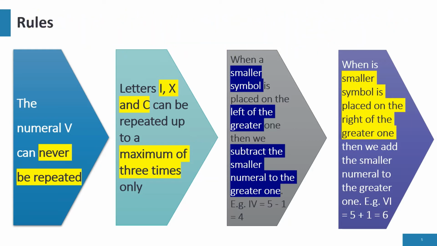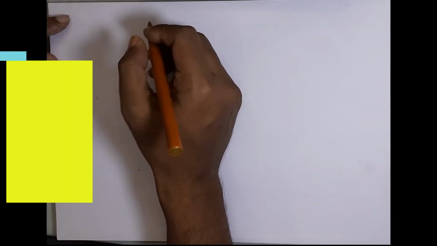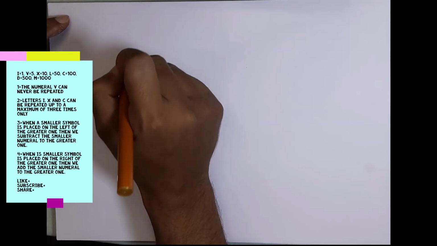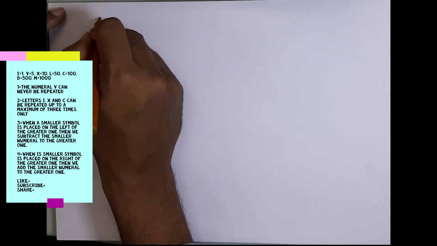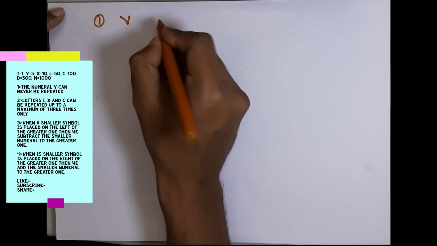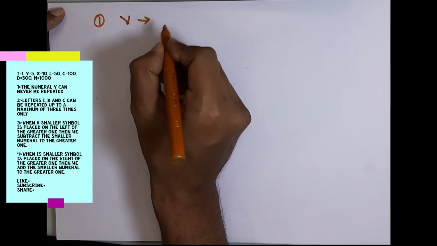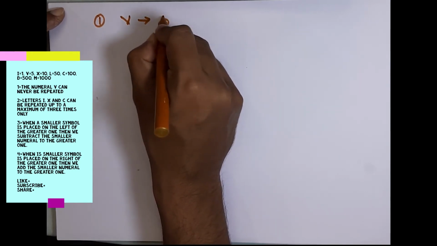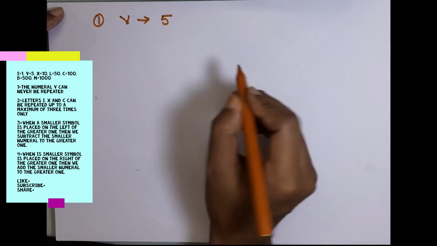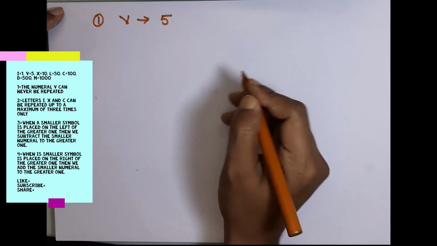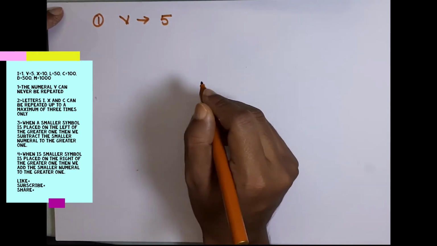Yeah, let us understand that on pen and paper. So we are back with pen and paper. We'll be discussing here the first four rules that we have discussed. The first rule says that V cannot be repeated, which is the Roman representation of natural number 5. And this is straightforward; we will not repeat V in any form of conversion from natural numbers to Roman numerals.